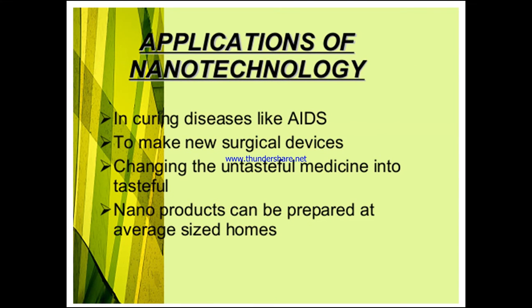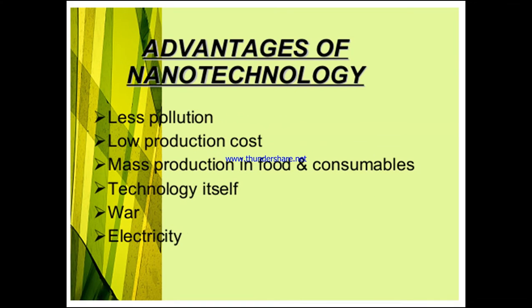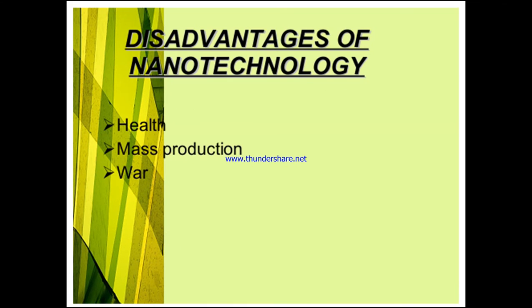Application of nanotechnology in curing diseases like AIDS, making new surgical devices, and changing untasteful medicine into tasteful. Nano products can be prepared in average sized homes. So it has the advantages of less pollution, low production cost, and mass production in food and consumables. Electricity, war, for all these nanotechnology is an advantage. The disadvantages are health, mass production and war.